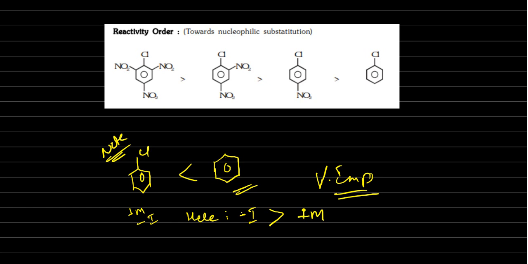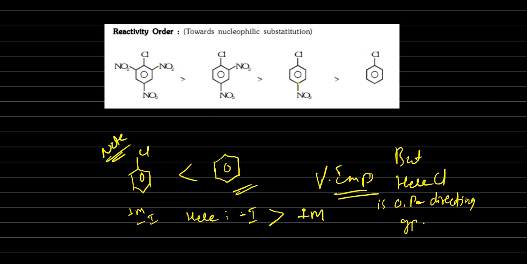But here, chlorine is an ortho-para directing group. What is that ortho-para directing group? See, in chlorobenzene, if you do the nitration, obviously nitration takes place on the ortho and para positions. If only one nitro is there, obviously it will come at the para position. If two times, ortho and para. If three times, two ortho positions and the para position.